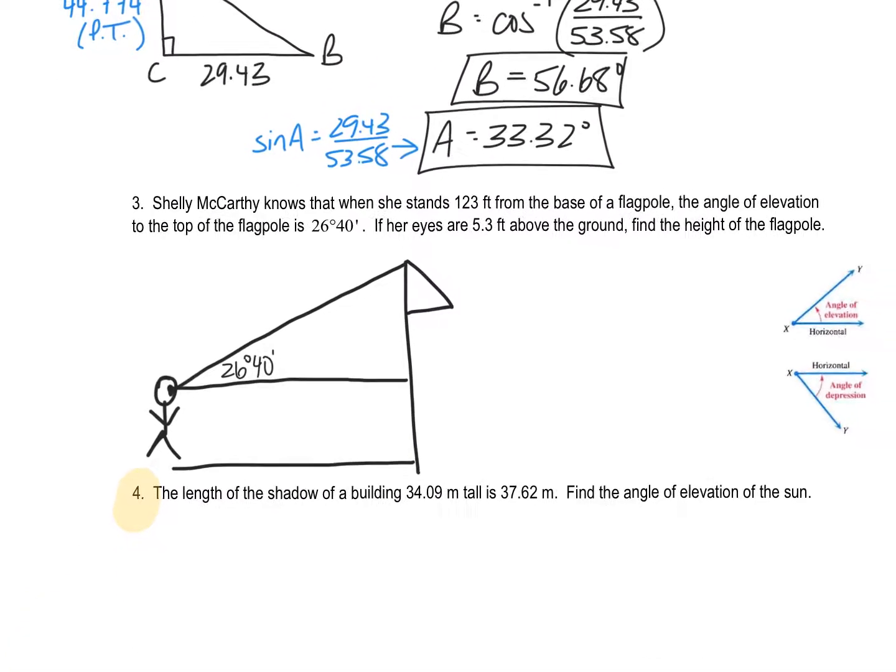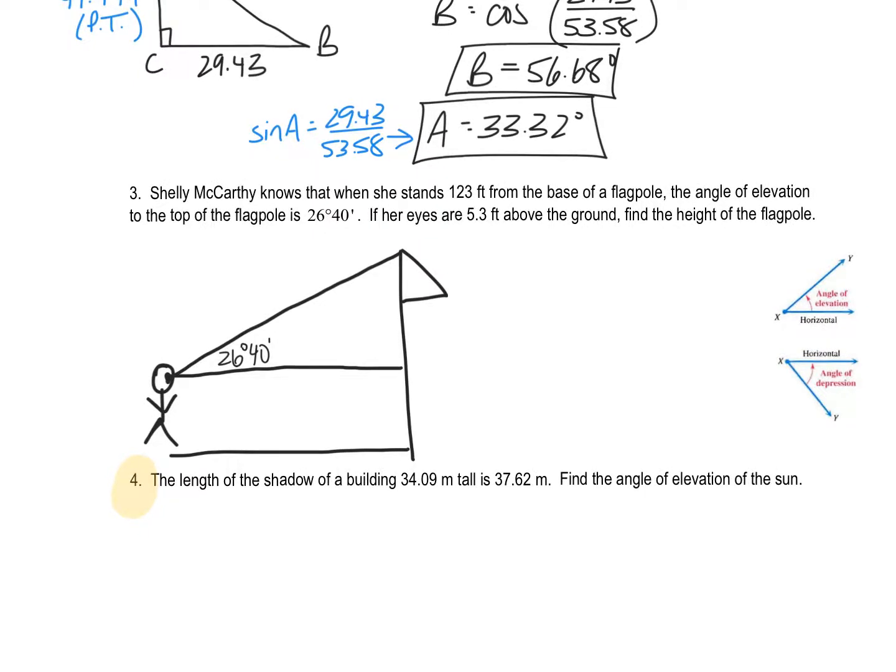So she is looking up at the top of the flagpole. She stands, where do I put this, 120 feet? So she is 123 feet from the base of the flagpole. So here's her feet, here's the base of the flagpole. This distance here, which is the same as this distance here, I'm going to label that 123. Same thing down here. Okay, the angle of elevation to the top of the flagpole, I got that. Her eyes are 5.3 feet above the ground. That's kind of a weird thing to be measuring, but whatever. 5.3. See the rectangle down there?